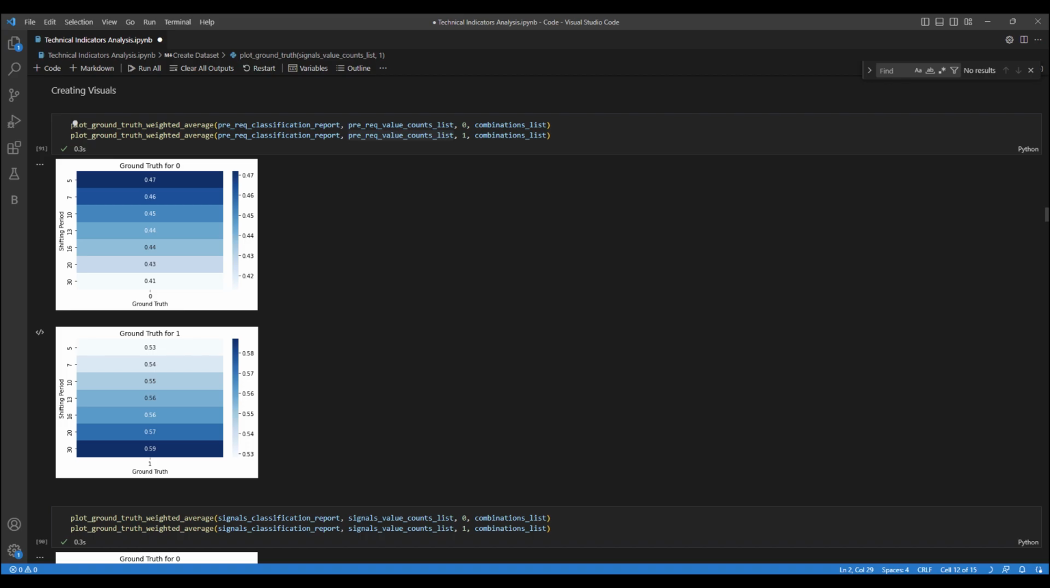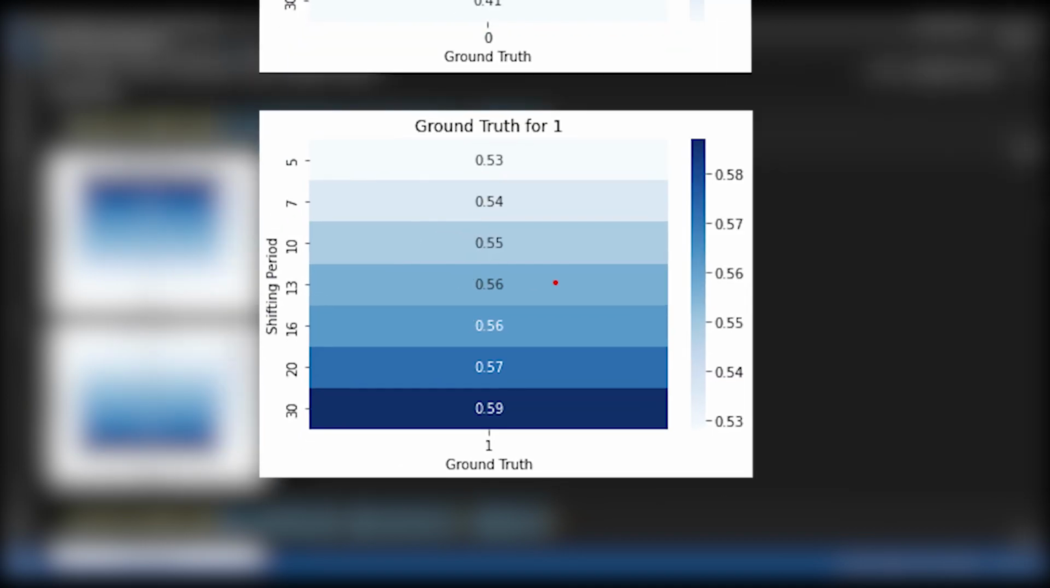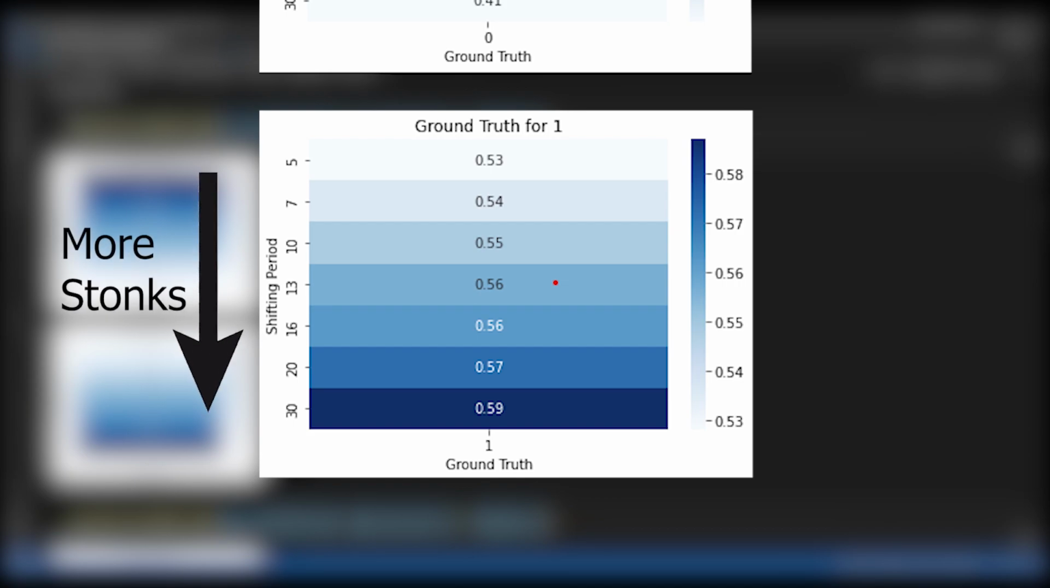Here is the ground truth for the data. We want to see what kind of accuracy we get without using any logic, just blindly buying any arbitrary stock for an arbitrary amount of time. Since we are only looking for the buy signals, let's familiarize ourselves with this data particularly. The y-axis shows the shifting period, which is the time horizon for the trade. This ranges from 5 days to 30 days, and the values show the probability of profit for the given time horizon.